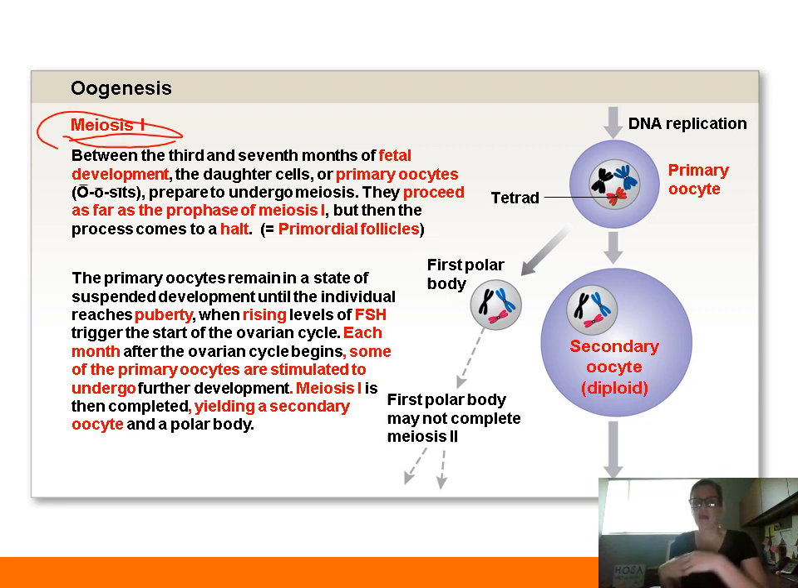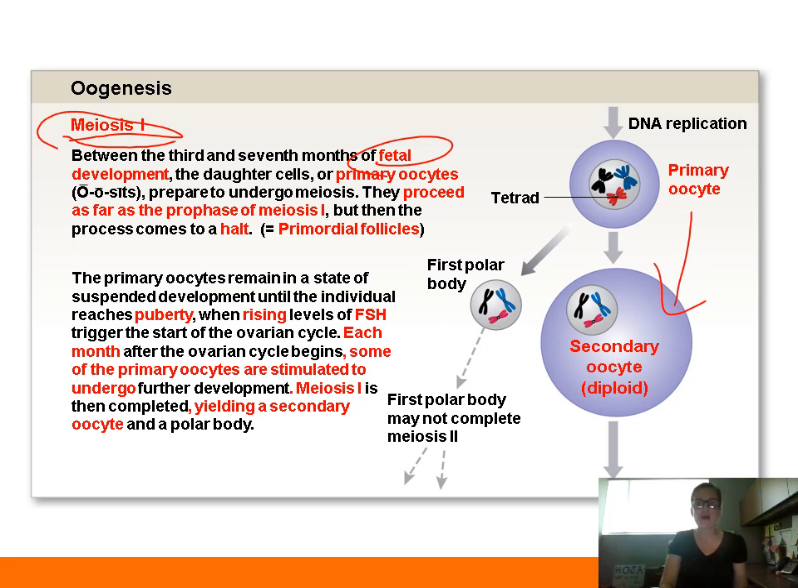Meiosis one ultimately is going to involve the primary oocyte dividing and producing the secondary oocyte. Now, this process begins between the third and seventh month of fetal development. So again, meiosis one starts in the fetus. Somewhere between the third and seventh month of fetal development, the primary oocyte in the ovary of the fetus starts going through meiosis one, again, the first cell division in meiosis.